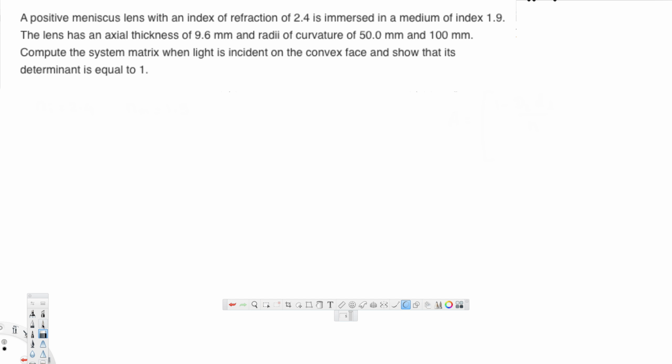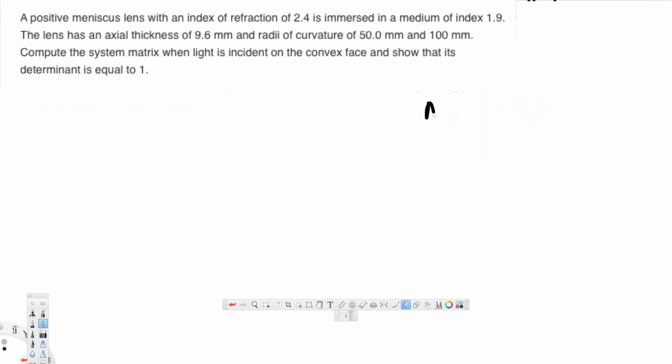Let's look at this problem right here. This question is asking: a positive meniscus lens with an index of refraction of 2.4 is immersed in a medium of index 1.9. The lens has an axial thickness of 9.6 millimeter and radii of curvature of 50 millimeter and 100 millimeter. Compute the system matrix when light is incident on the convex face and show that its determinant is equal to 1. Now here they are asking to solve the system matrix.